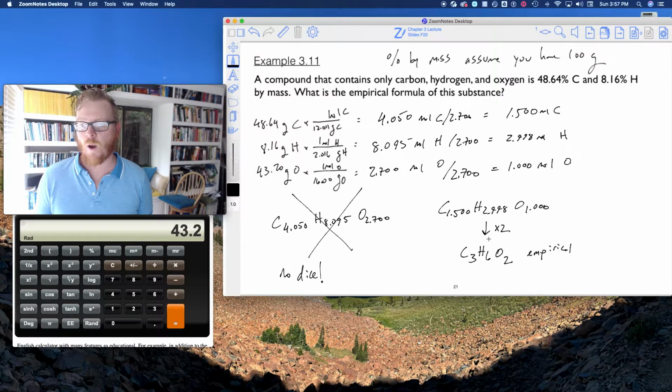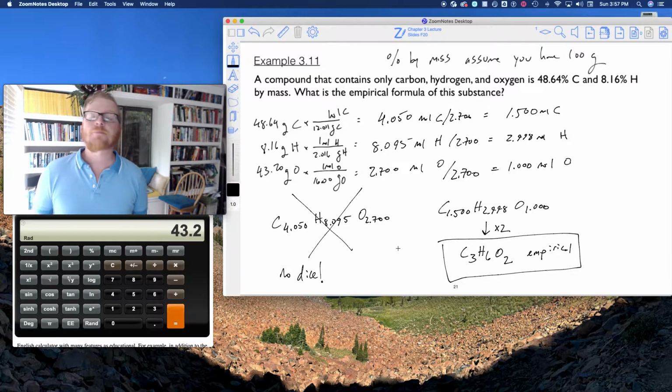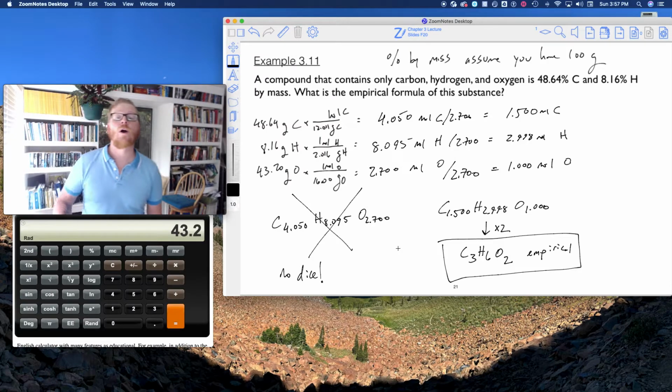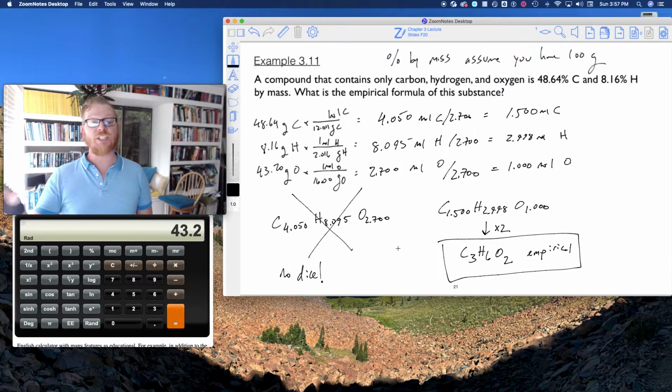And the reason why it's my empirical formula and not my molecular formula is because I don't know what the molecular mass of this compound is. I know what the ratio of elements should be. It's 4.05 to 8.095 to 2.700, which is actually the same as 3 to 6 to 2, which is kind of cool. But all the same, I don't know what my molar mass is, so I can only say that this was the empirical formula. Okay? So now what about another problem?